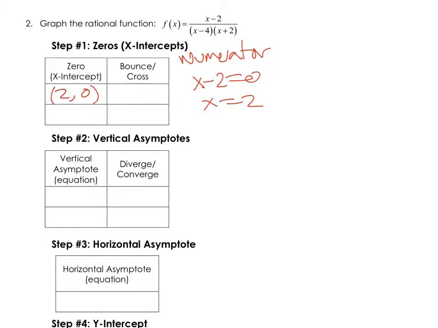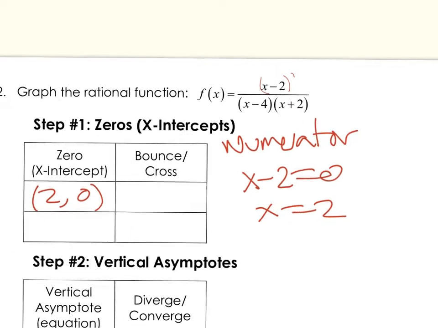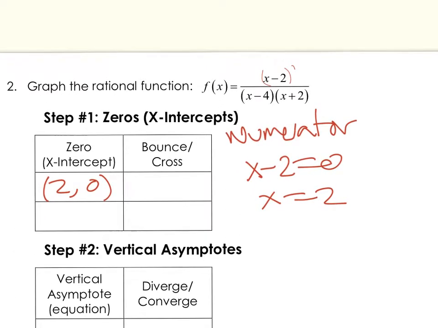Right, now, to decide if it bounces or crosses, I need to look at the exponent. Well, it doesn't have one, we need some parentheses around there. And if I put those parentheses, the exponent would be 1, which is odd. All right, and odd means we're going to cross. So I'm going to write it like this, odd, cross. Okay. That's it on top, so there is no second 0, so you can cross that off.